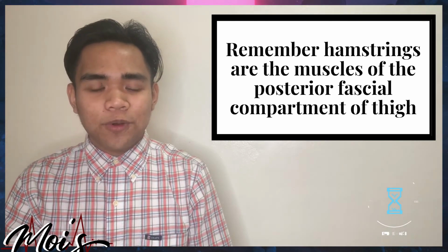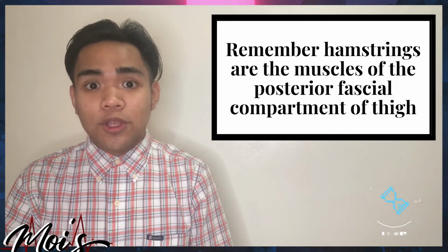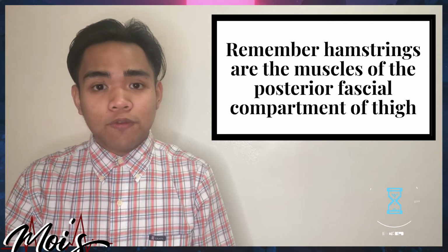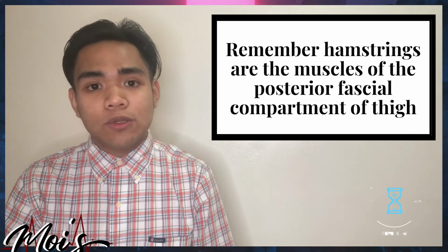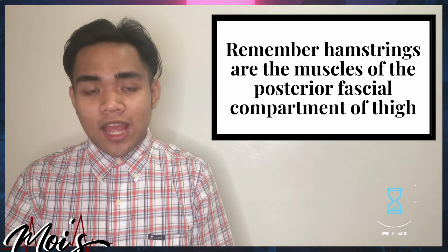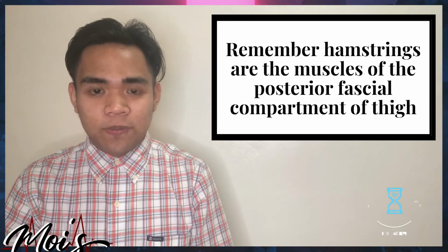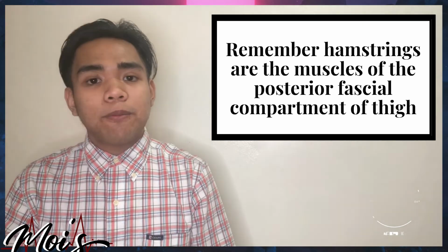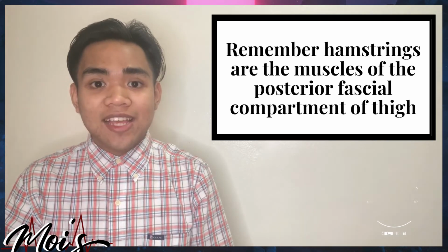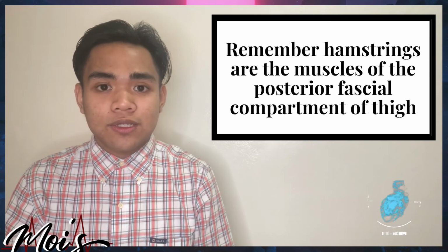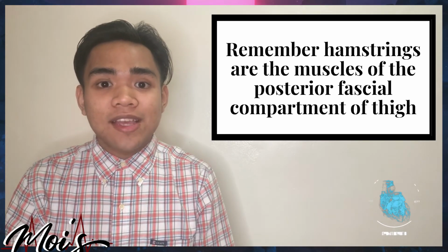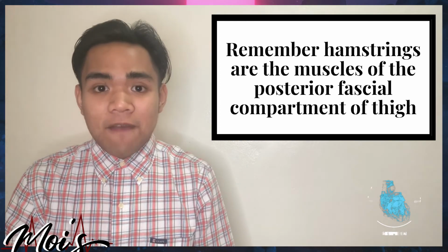For example, if you kick anteriorly with your legs straight, you will perform the actions of the quadriceps muscles, in which you will demonstrate hip flexion and knee extension. If you kick posteriorly with your legs bent, you will demonstrate the actions of the hamstring muscles, in which you will perform hip extension and knee flexion.